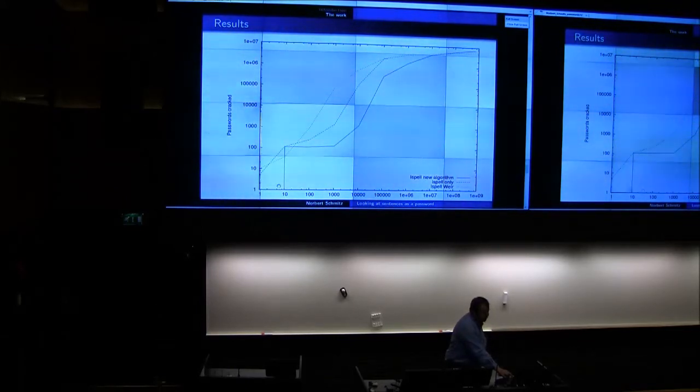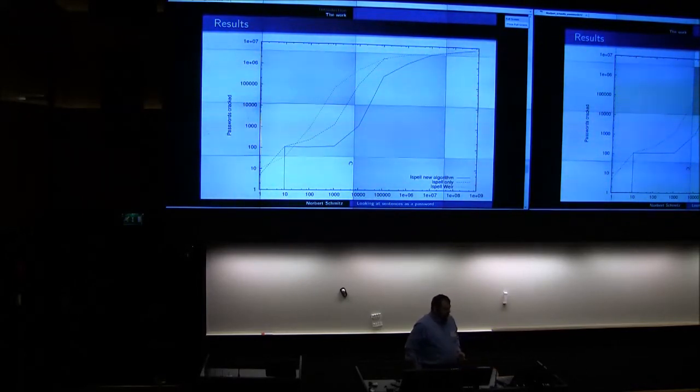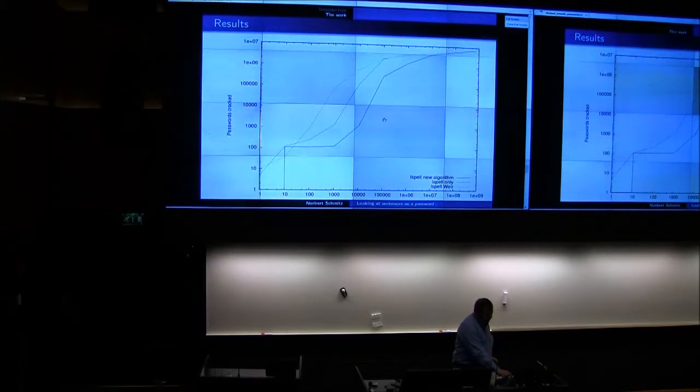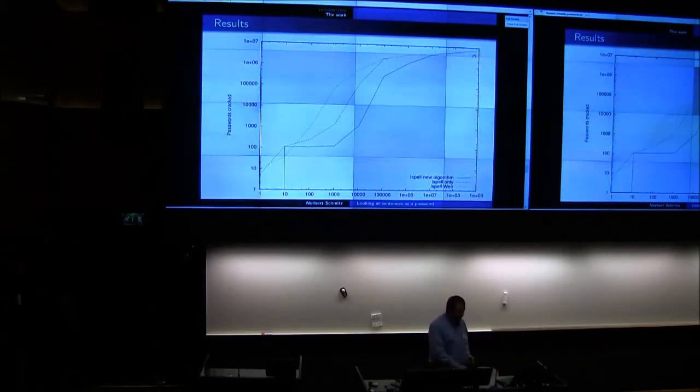What was interesting is that iSpell, and also iSpell with Matt's approach, got very fast, very good results. With my approach, for a long time, I didn't get any improvement. You have to consider here that it's a logarithmic scale, and actually between these lines here, there are around 5 to 10% difference of tracked passwords.